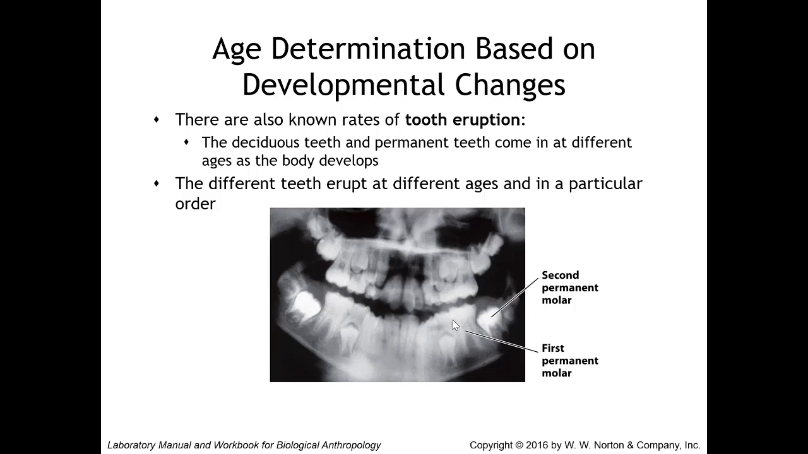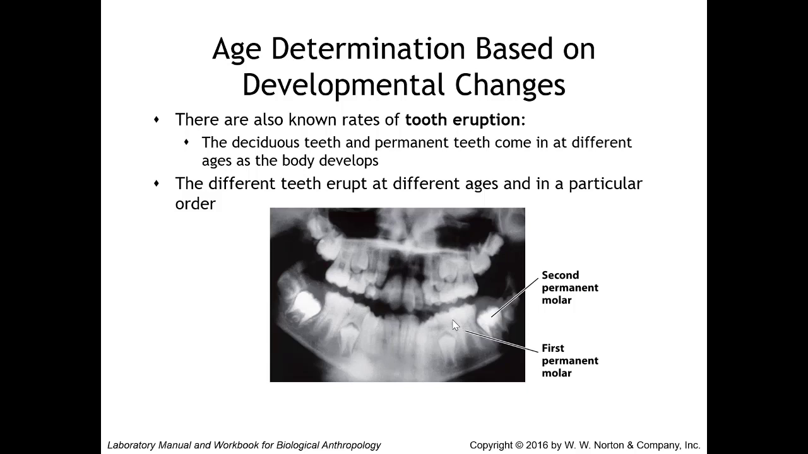Speaking of teeth, there are also known rates of tooth eruption. This is what we call teething. This is the time when the deciduous teeth are breaking through the bone and the gum surface and growing in. The deciduous teeth and the permanent teeth come in at different ages as the body develops. The different teeth erupt at different ages and in a particular order. In general, the middle or central incisors are first, and then the remaining teeth appear mostly from the front to the back of the mouth.